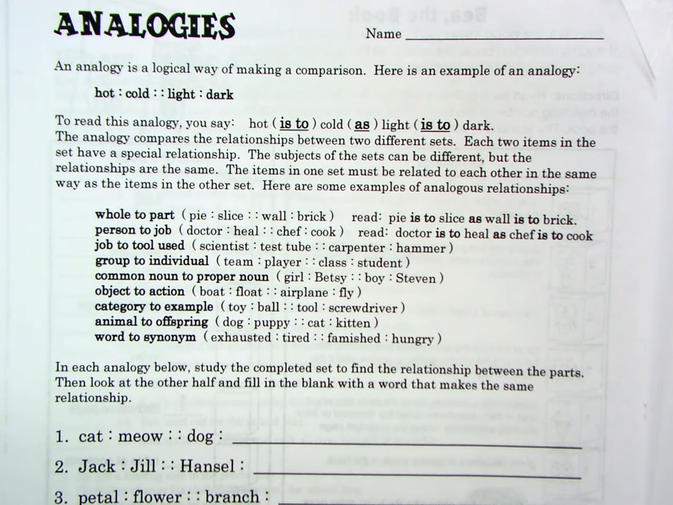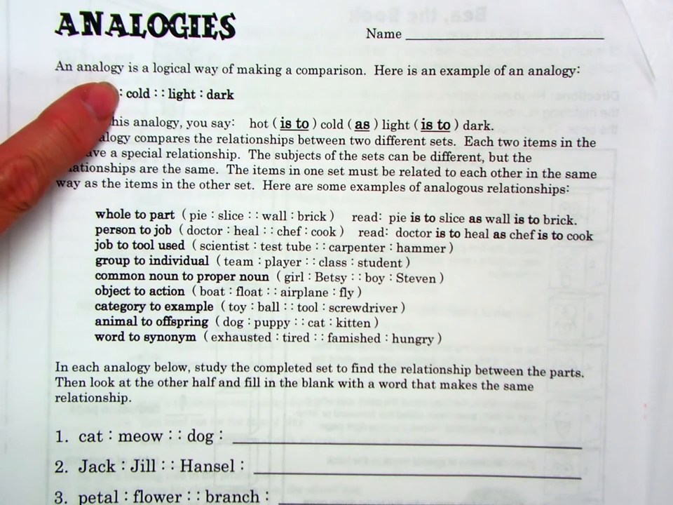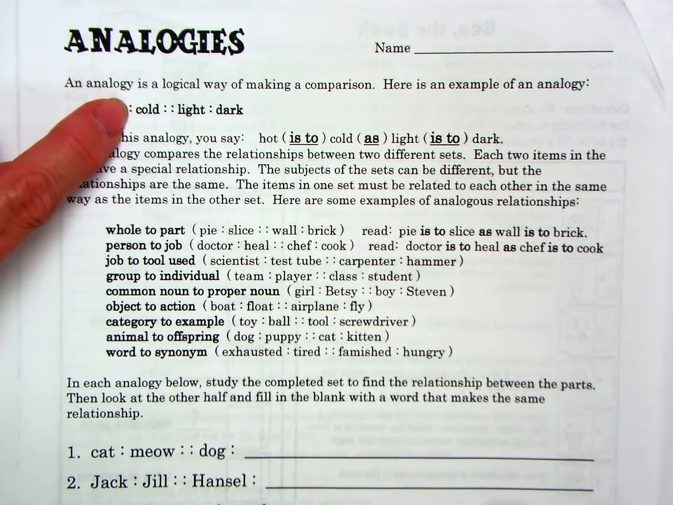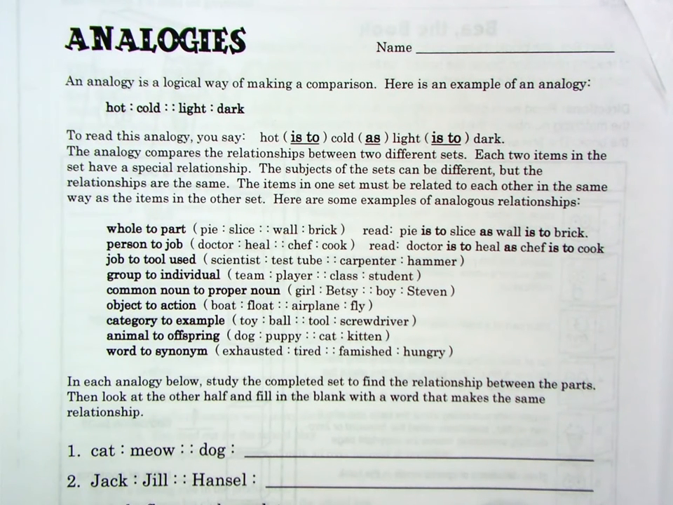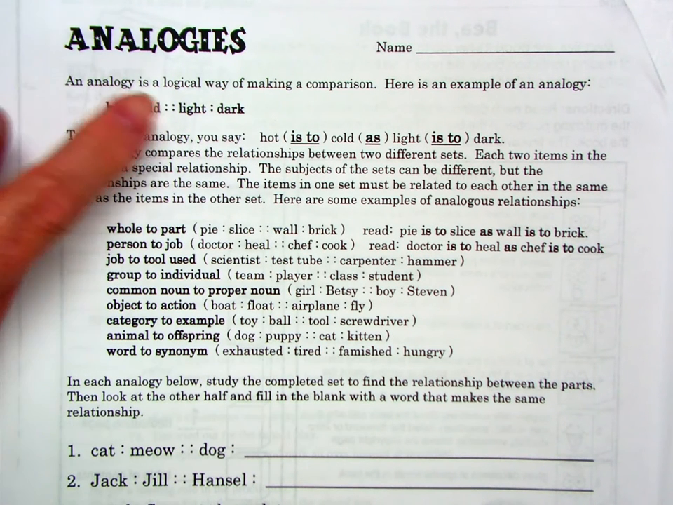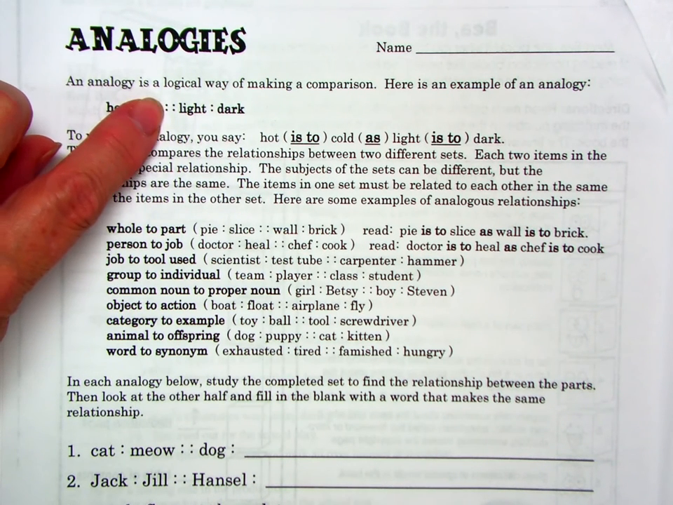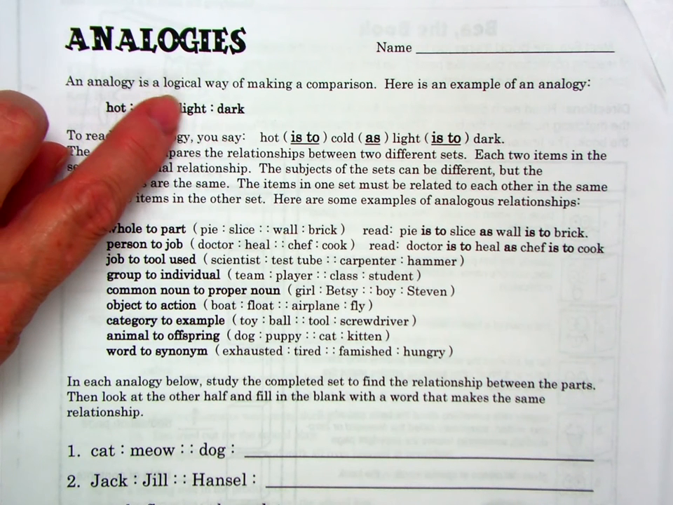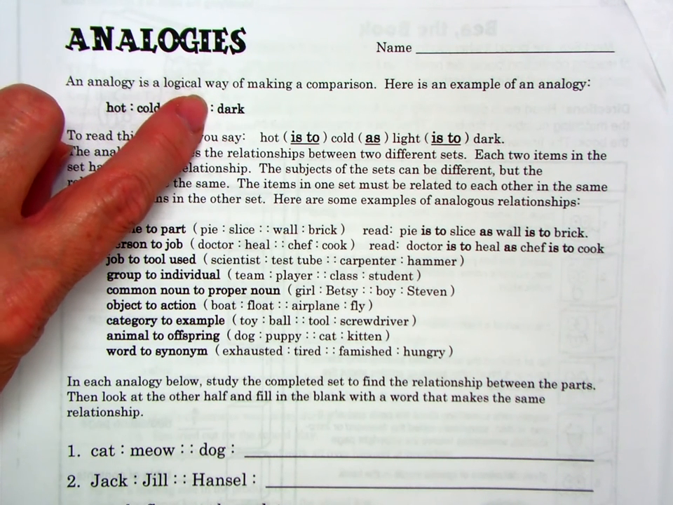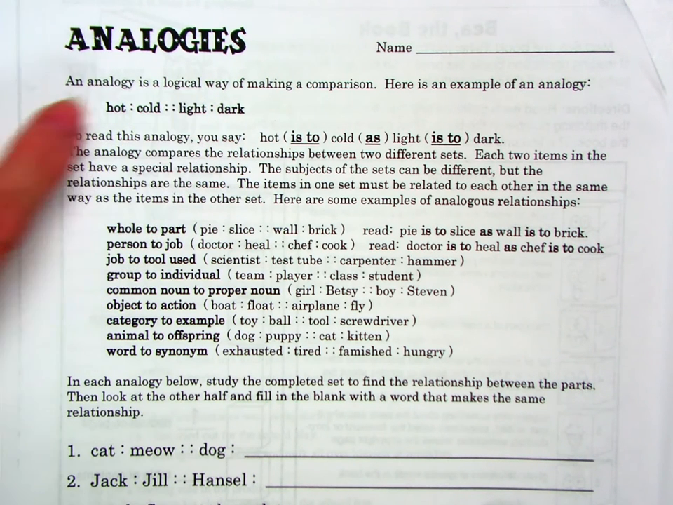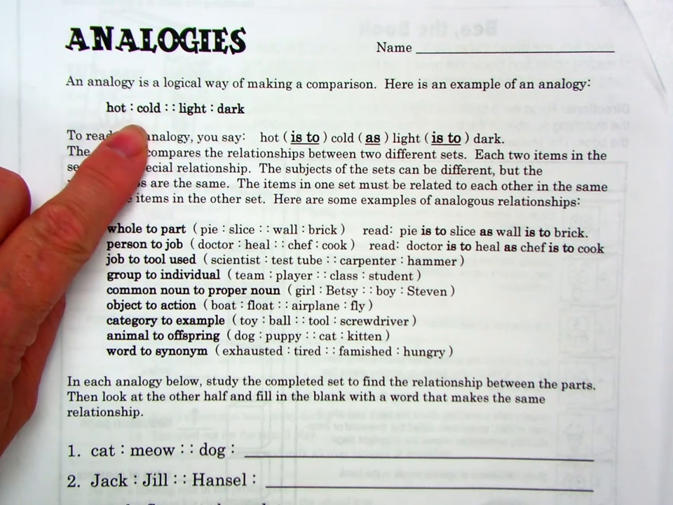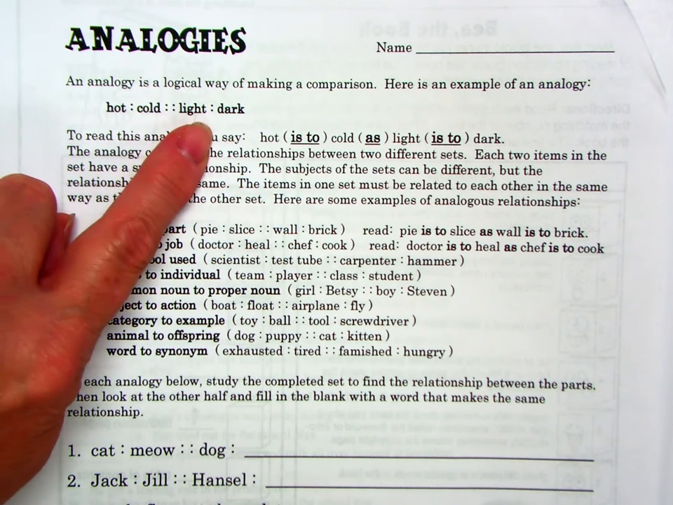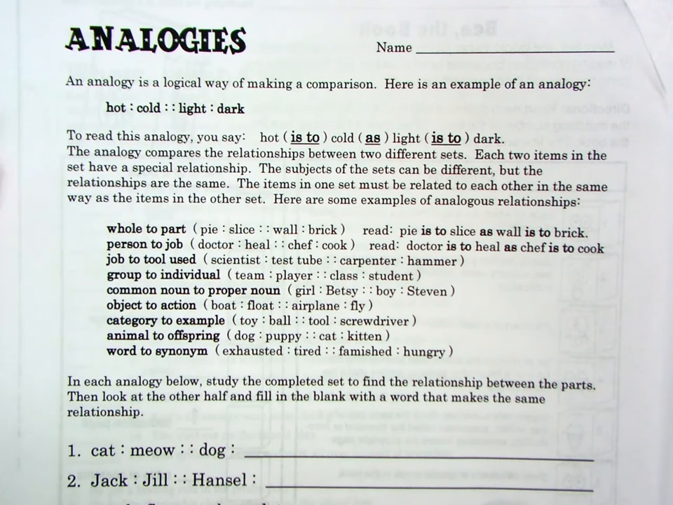To read this analogy, you say hot is to cold as light is to dark. So where the first set of 2 dots, this colon, is, you say is to. Where the set of 2 colons are, you say as, and then the third set of dots, you say is to. Hot is to cold as light is to dark.